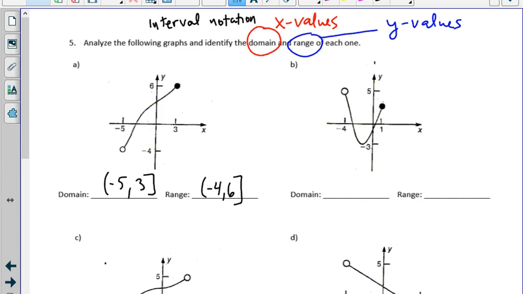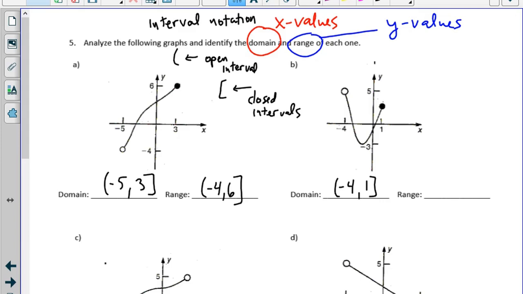So interval notation has parentheses for open intervals. An open interval means that it does not include the value, and it has a bracket for what we call closed intervals. And a closed interval would be inclusive of the value. So that would be where there's a filled in circle. In problem B, the domain is from -4 to 1. -4 is a parentheses and 1 is a bracket because of the open and closed.